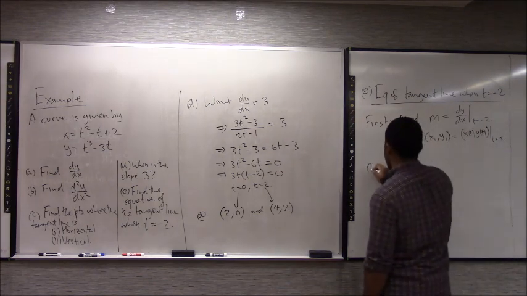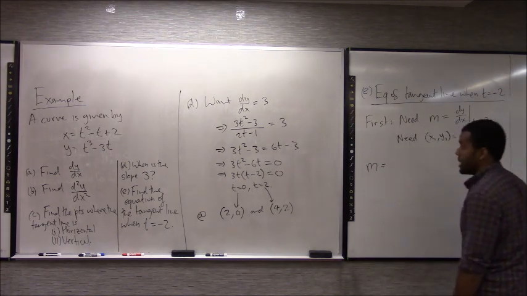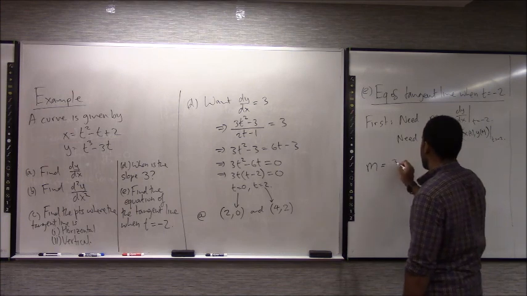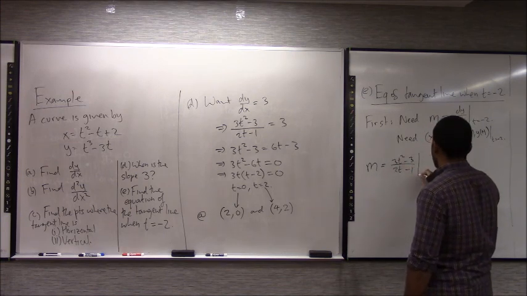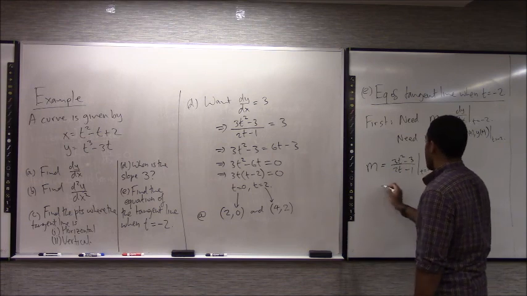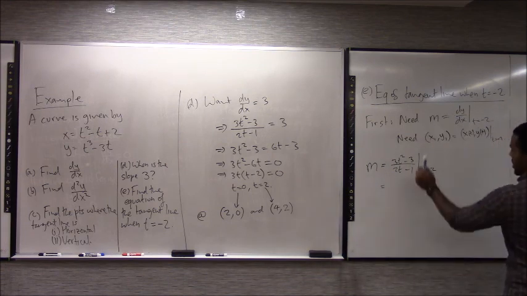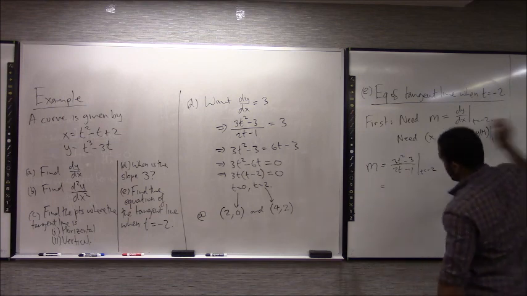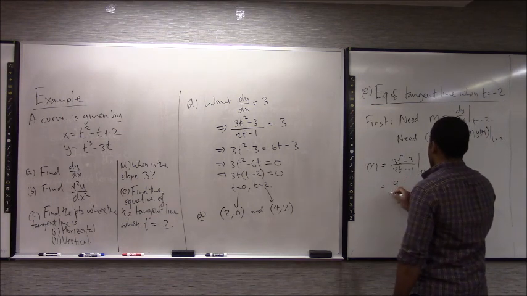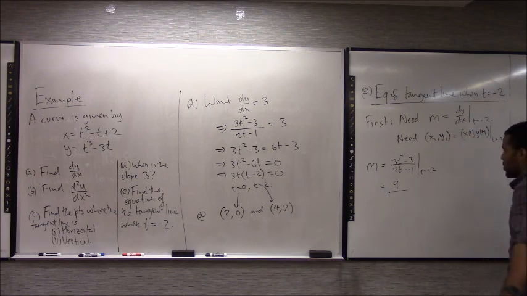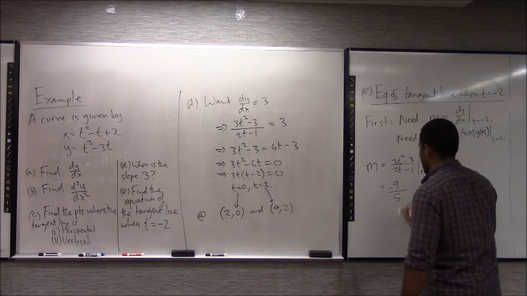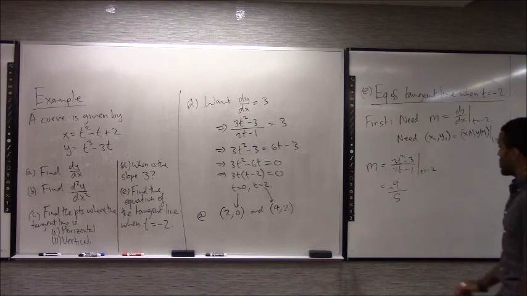So our m here is going to be dy/dx at t equals -2, which is going to be 3t squared minus 3 all over 2t minus 1, evaluated at t equals -2. If I plug in -2 here, that's going to be 12 minus 3. It's going to be 9. Plug in -2 here, that's going to be -4 minus 1, so it's -5, so it's -9/5.